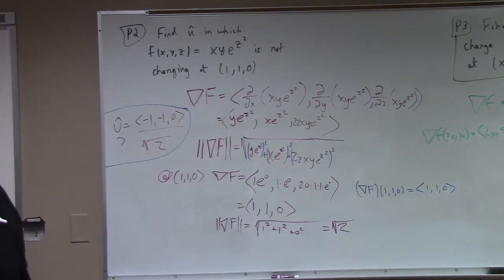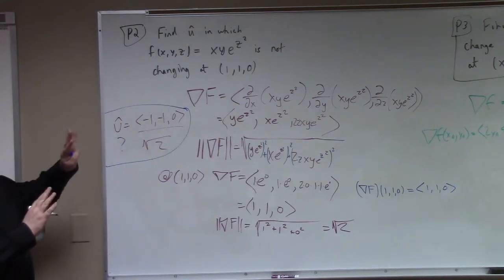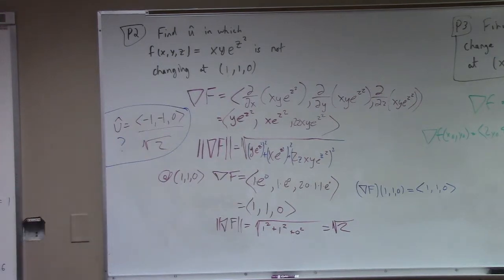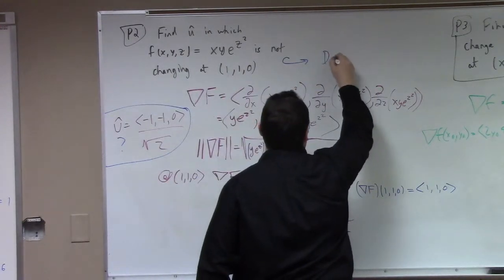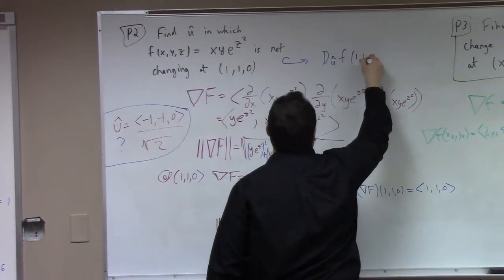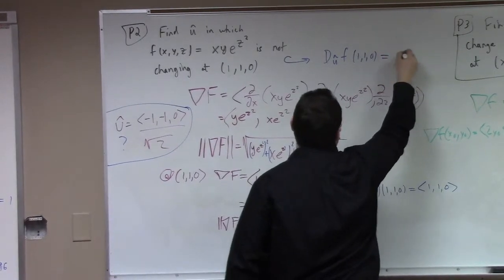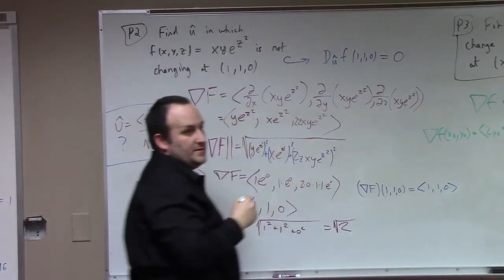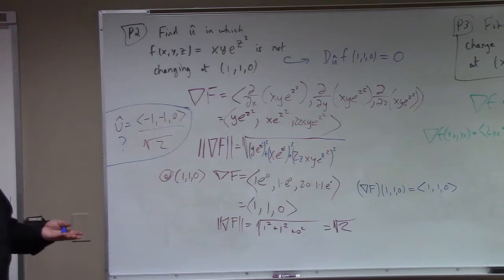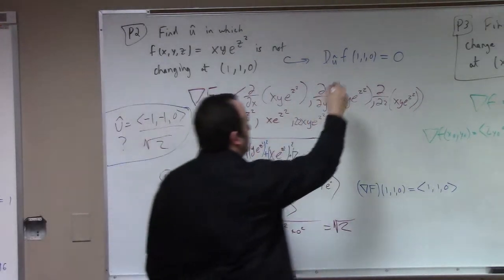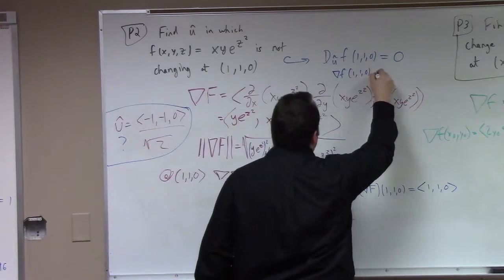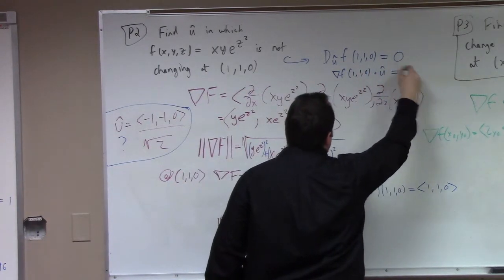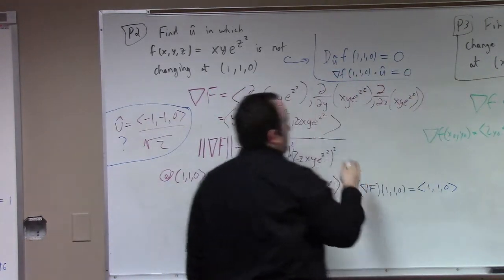So what she was doing over here actually is, oh, it's almost right. What do we need? Not changing. What's that mean? What's our goal? Our goal is to find u hat, right? Such that that's 0, right? Not changing means the rate of change is 0. So pragmatically, that means we're calculating the gradient at the point 1, 1, 0. We're dotting with some u hat. We want it to be 0. So that's what we're looking for.